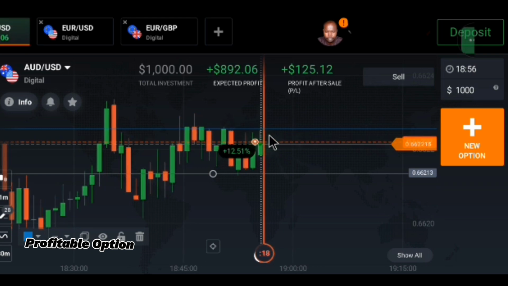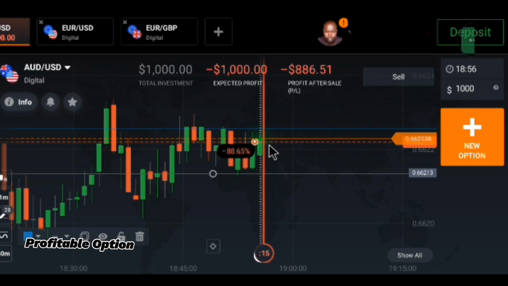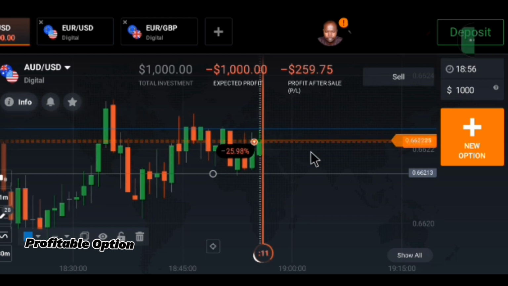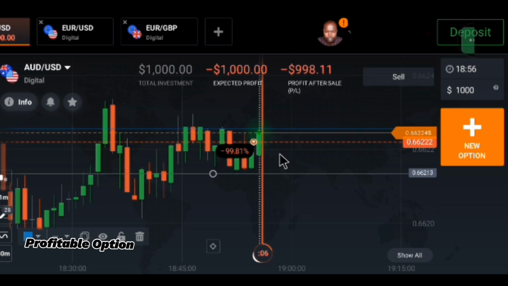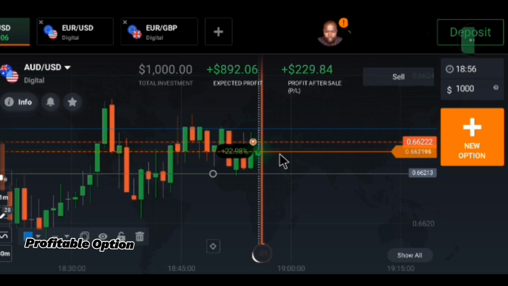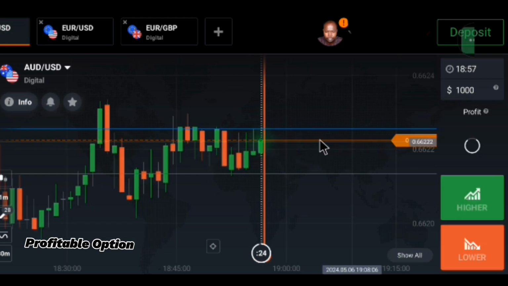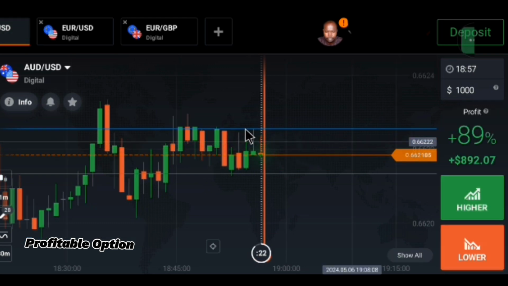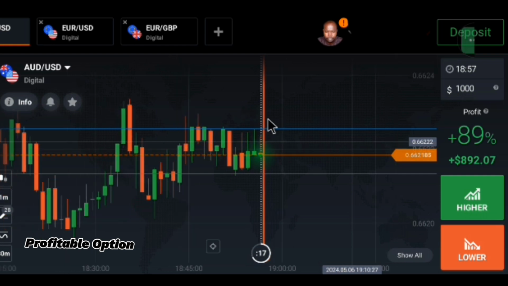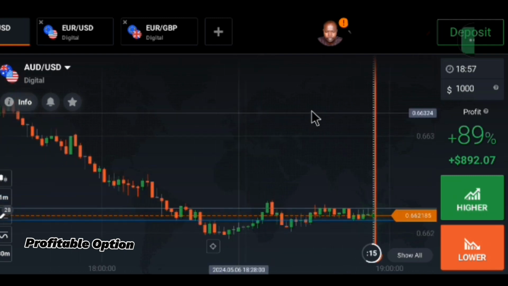Okay, so still going up and down. Okay, so I won this trade. Like I said, this is a strong resistance area, and that was why it reversed at this point. Now let's see whether I'll get another opportunity.